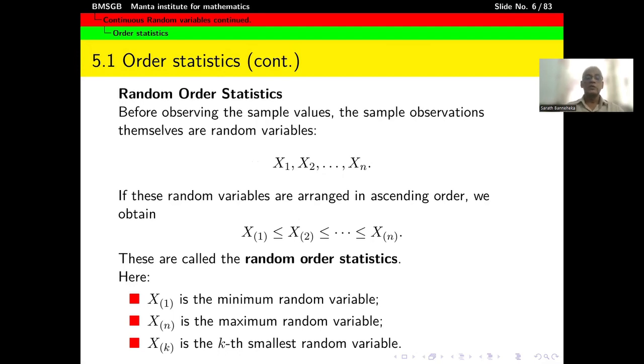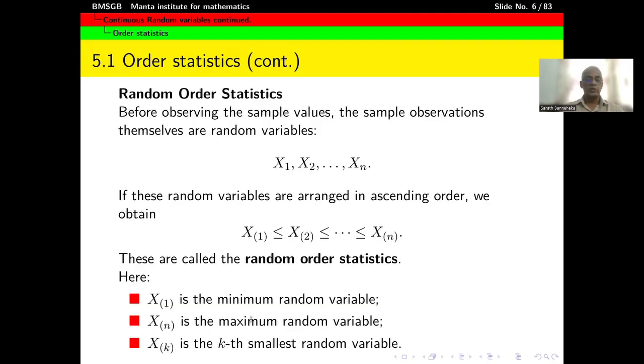Another important thing is, even if these are independent, the order statistics are not independent, because X(1) must be less than or equal to X(2). X(1) cannot change freely. X(2) has to be larger than or equal to X(1). X(2) cannot take any value freely. So there is some restriction. Therefore, these are not independent variables. They are dependent random variables.